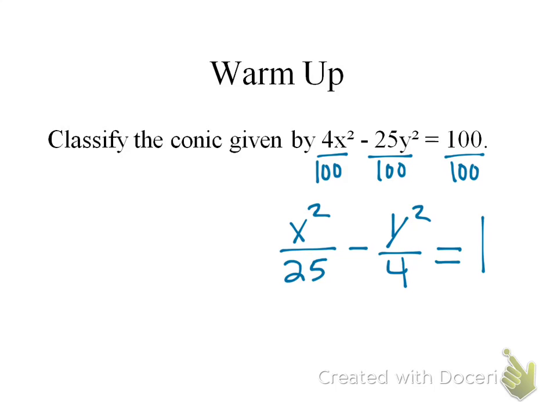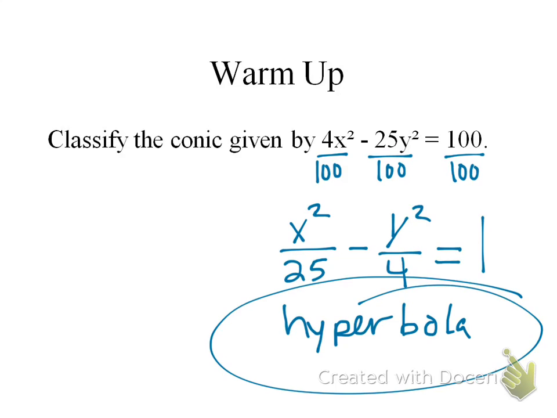Ellipse would have a plus sign in the middle. This is a hyperbola. Any questions? The only difference between the equation for an ellipse and a hyperbola is the minus sign. Ellipses have a plus, hyperbolas have a minus. Any questions?